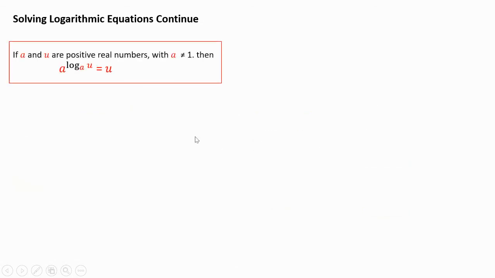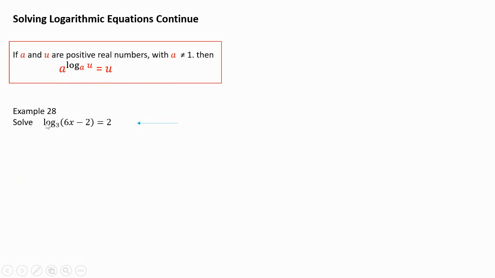I believe one more example here. Now, this is another rule that we're going to be using. If a and u are positive real numbers with a not equal to 1, then a raised to the power of log base a of u is equal to u. In other words, a to the log base a is equal to 1, and the u will just bring it down. So this is what I'm going to be doing here. For example, number 28.